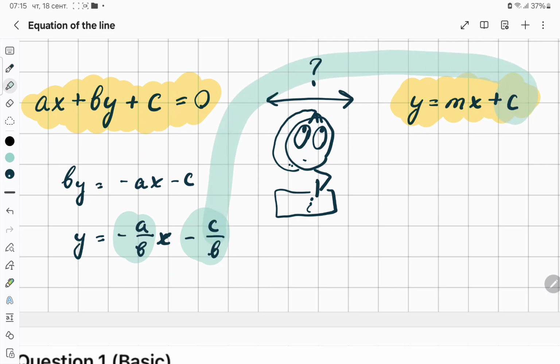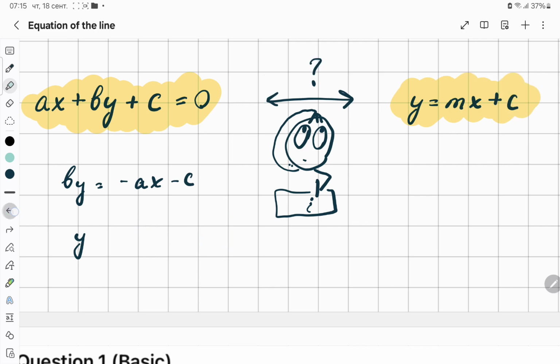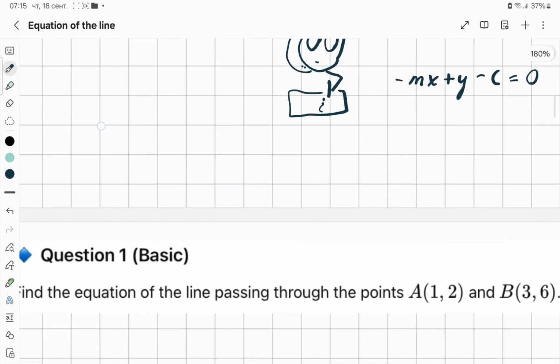Okay, and vice versa, for the slope-intercept form, we can shift everything to the left. So minus mx plus y minus c is equal to 0, and then just rewrite the coefficients, and we will get the general form. Okay, let's start with some practice questions.